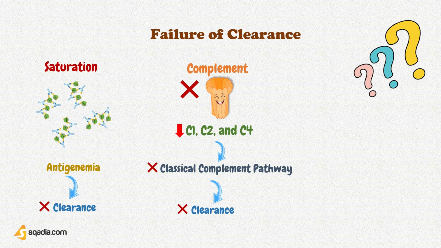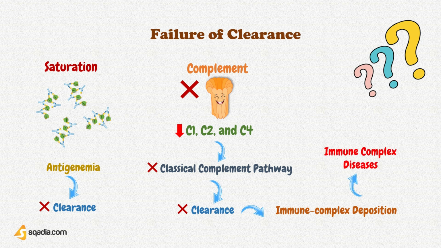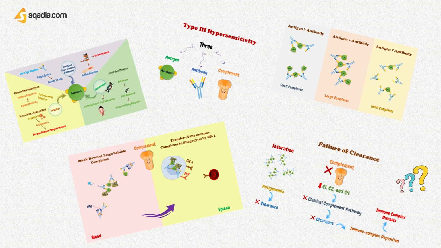Because they do not become tagged with complement, these patients also suffer tissue damage as a result of immune complex deposition, especially in the kidney. Therefore, lack of clearance of immune complexes will again lead to immune complex diseases.